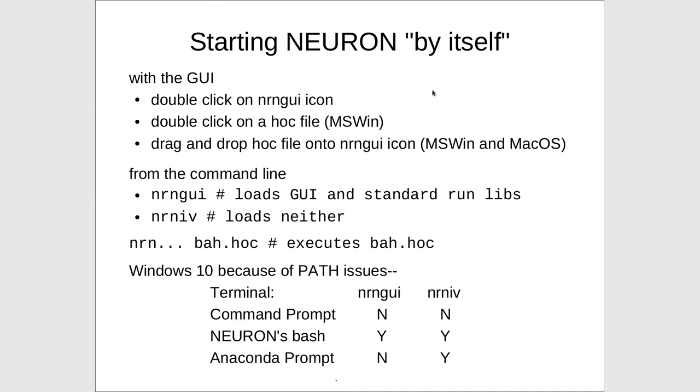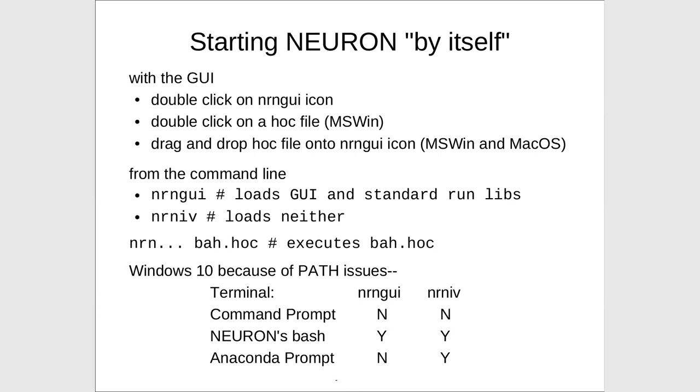A few practical issues. We've got all that theory behind us. How do you start NEURON? Well, when you've installed NEURON, typically under Windows or a Mac, you're going to get a desktop icon, and it'll be labeled with NRN GUI. You could double click on it.